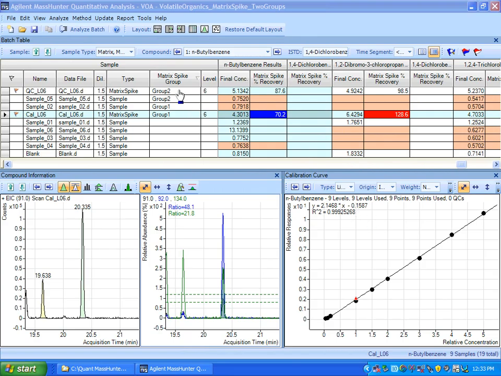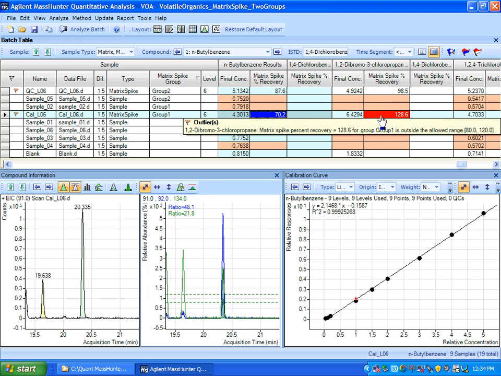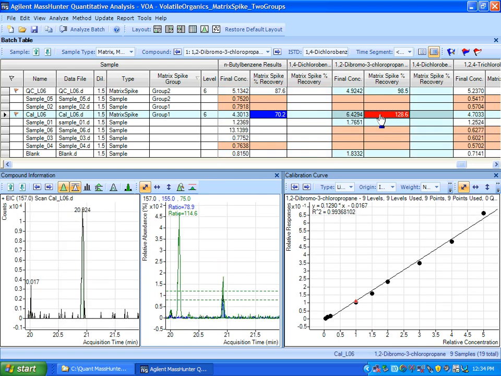Let's take a look at the matrix spike group. The key difference here is that I've associated these samples together, the matrix spike and the sample, by putting a matrix spike group designation. There's group 2 and there's group 1. And if I look at the results here, I can see for N-butylbenzene, the recovery in group 1 turned out to be a little bit low. And if I look over at the compound 1,2-dibromo-3-chloropropane, you'll see that the recovery is a tad high, and that's shown by the outliers here.